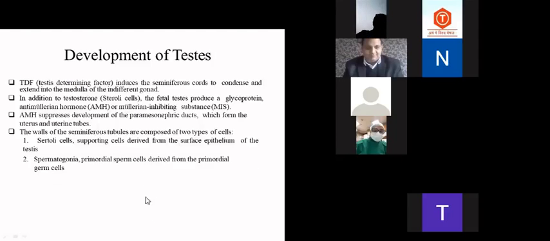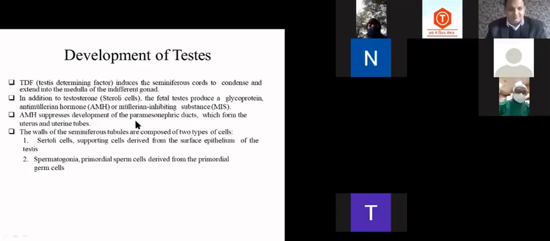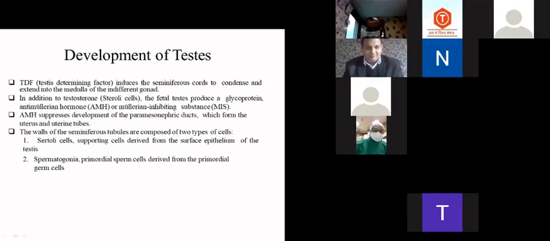So coming to the development of testes. Testis determining factor induces the seminiferous cords to condense and extend into the medulla of the indifferent gonad. In addition to testosterone, the fetal testes produce a glycoprotein, that is anti-Mullerian hormone or Mullerian inhibiting substance, which suppresses the development of the paramesonephric ducts, which form the uterus and uterine tubes. So AMH is going to suppress the development of the paramesonephric duct and lead to the formation of the male system.